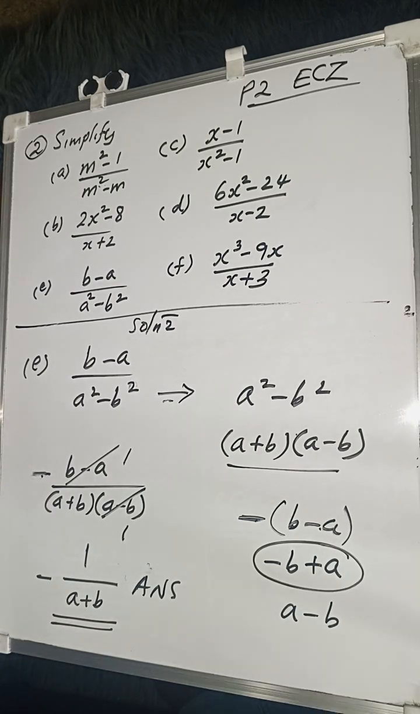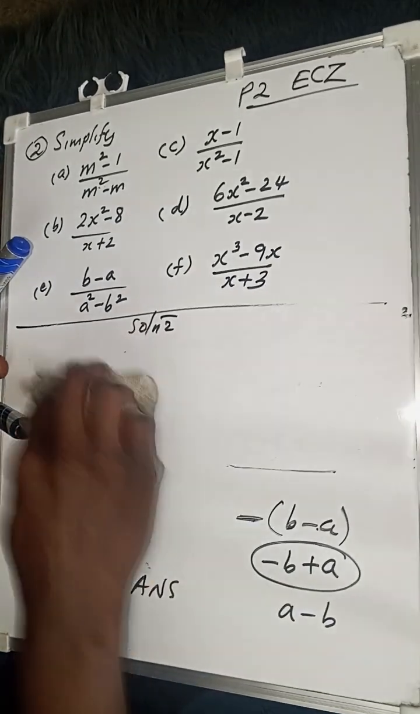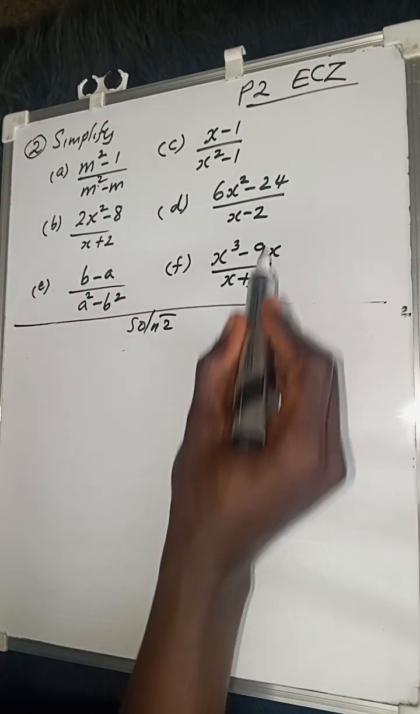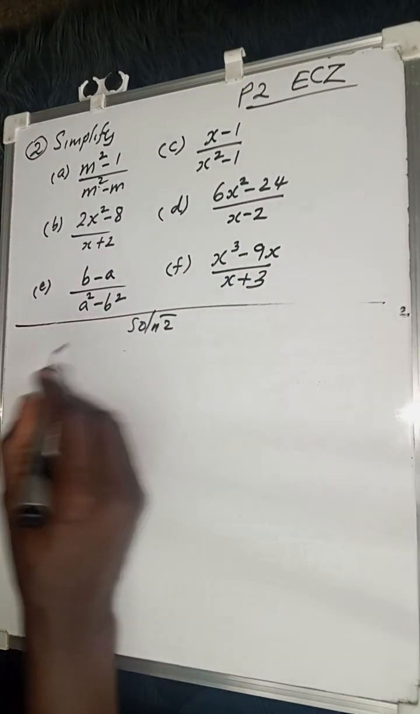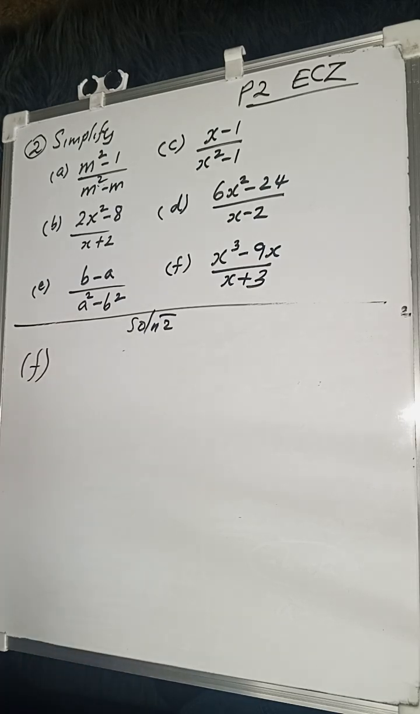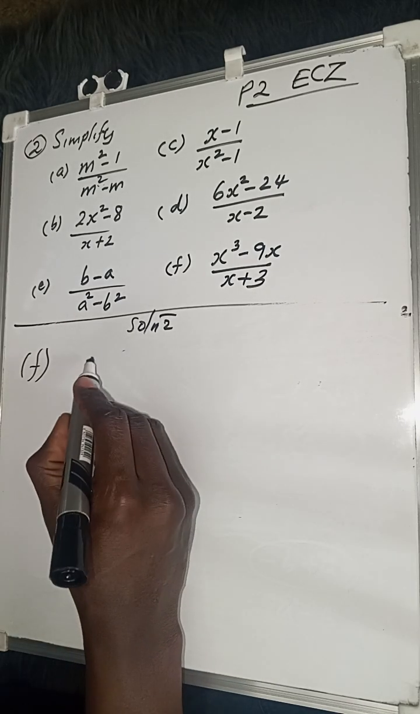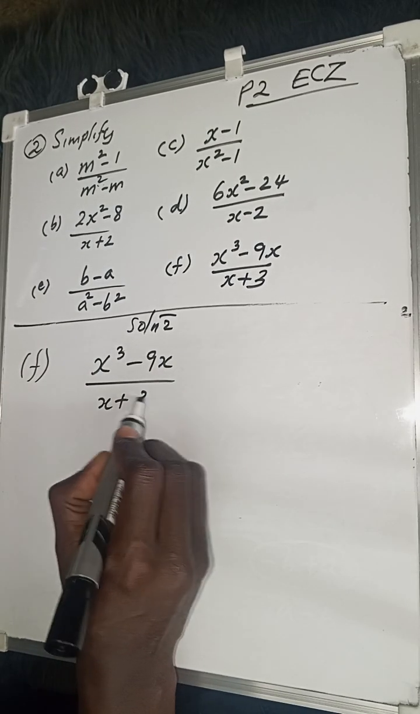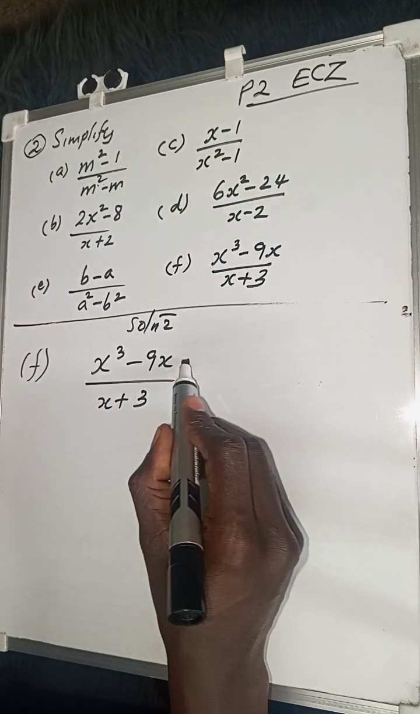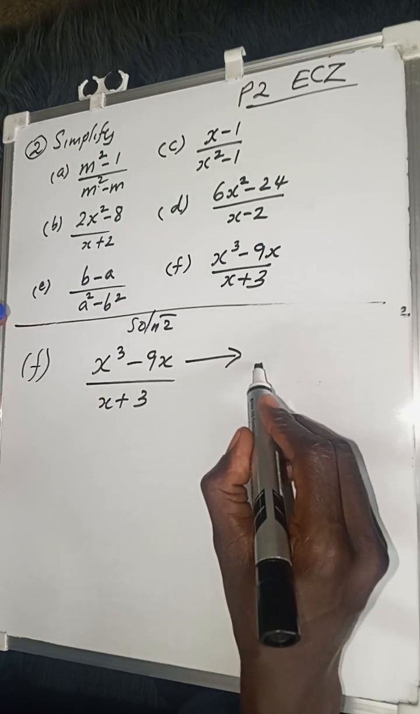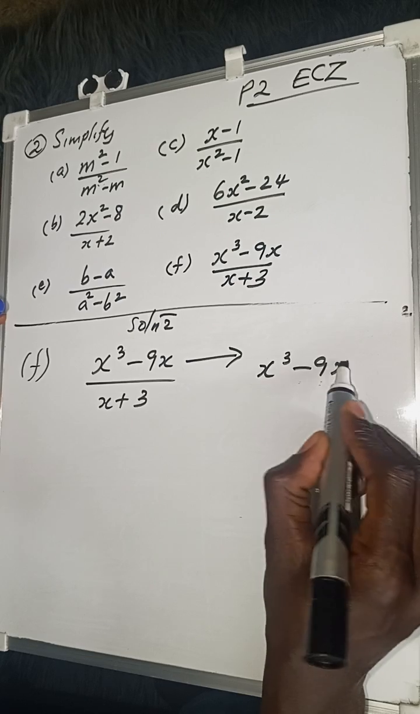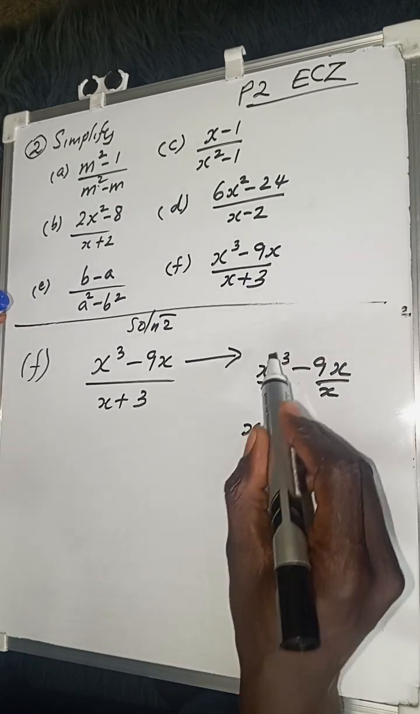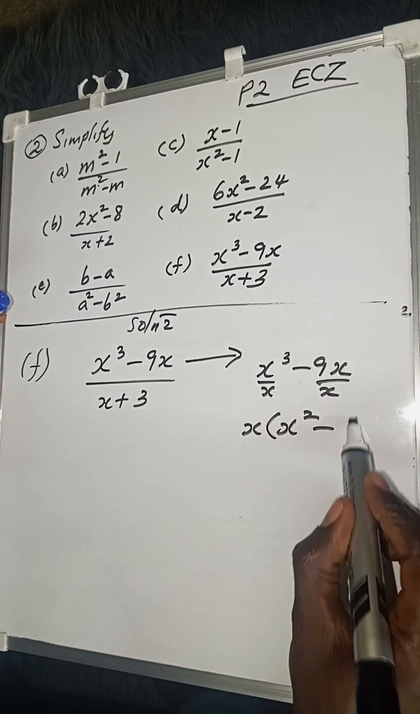It's not complicated. Right, let's conclude with our last one that we have there, which is part F. This came from, I think, a more recent 2024 ECZ paper 2 question. So they gave you x raised to the power 3 minus 9x over x plus 3. You can see the bottom part cannot be factorized, so we are working with the top part. So I'll get the top part, x to the power 3 minus 9x. What is common? x is common. When I divide by x, I'll remain with x squared minus 9.